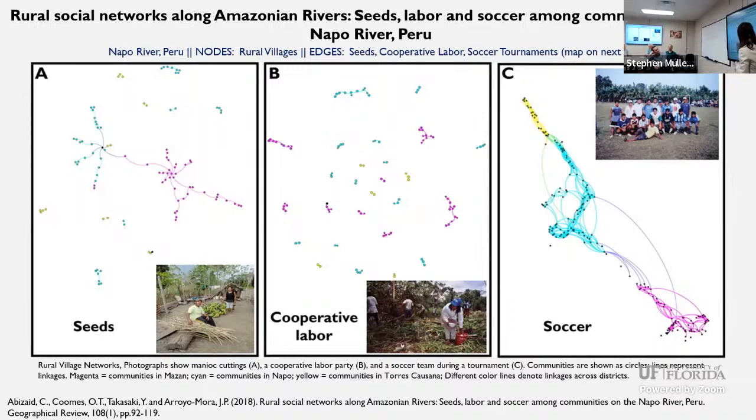So you can see that the cooperative labor doesn't make for a complete connected network. For the seed sharing, there is definitely a long chain here. And for the soccer, this is a very well-connected network that's very well reinforced.